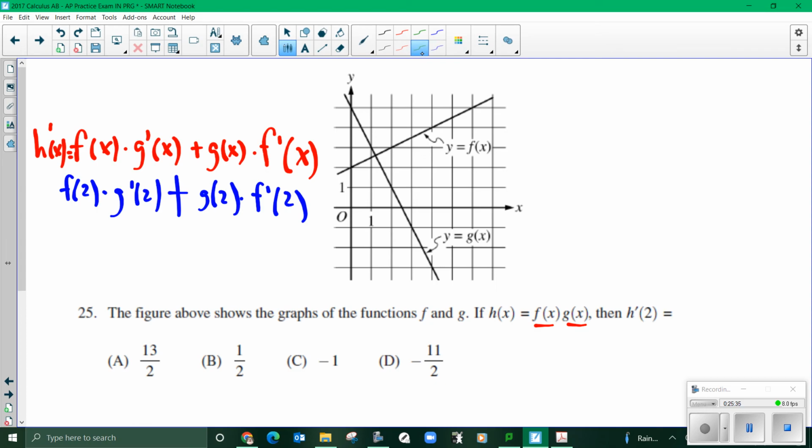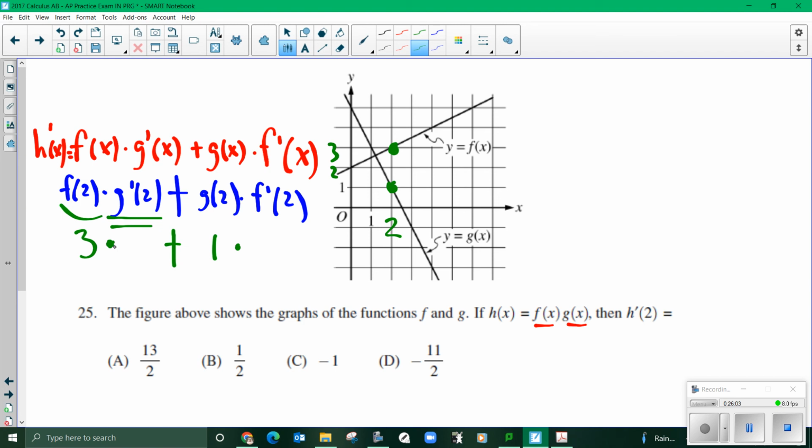What's even easier is f of 2. Here's 2. F of 2 is right here. That has a y value of 3. So this is 3 times, I'll leave that blank for right now, plus g of 2. Well, that's right here. That has a y value of 1 times. Okay. What is the slope? That's times, not minus. What is the slope of g?